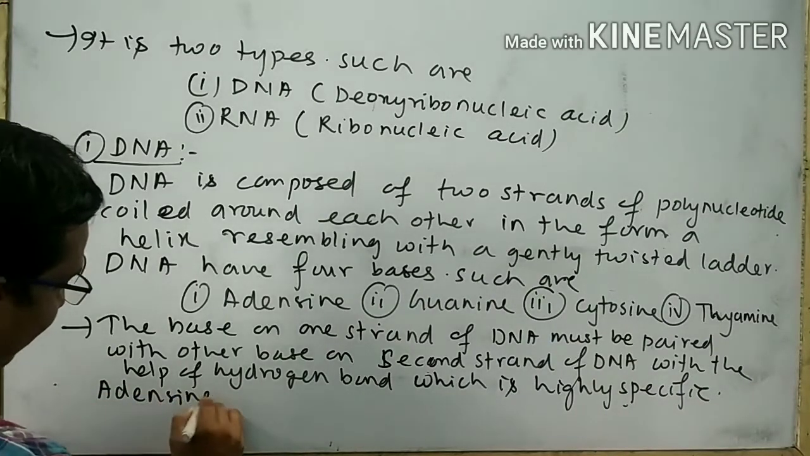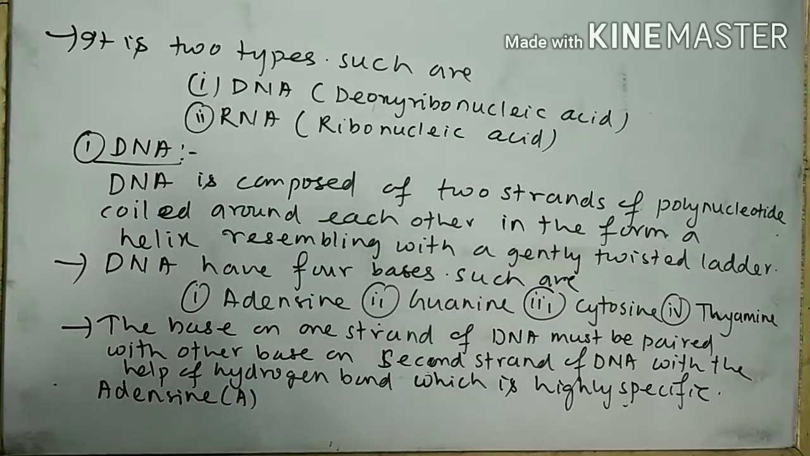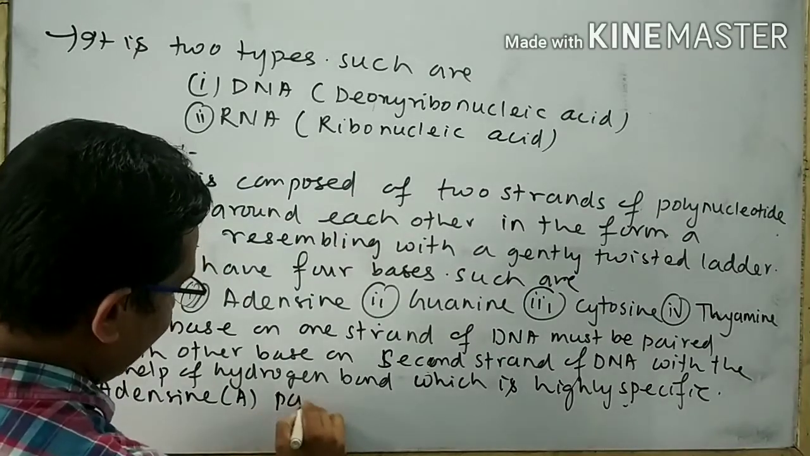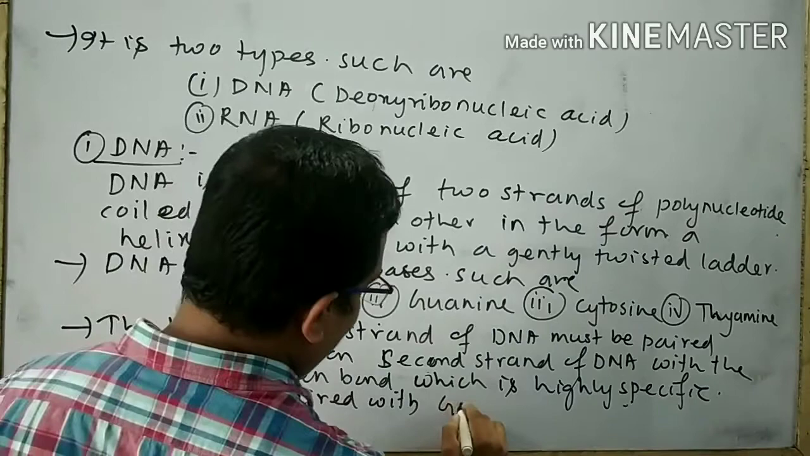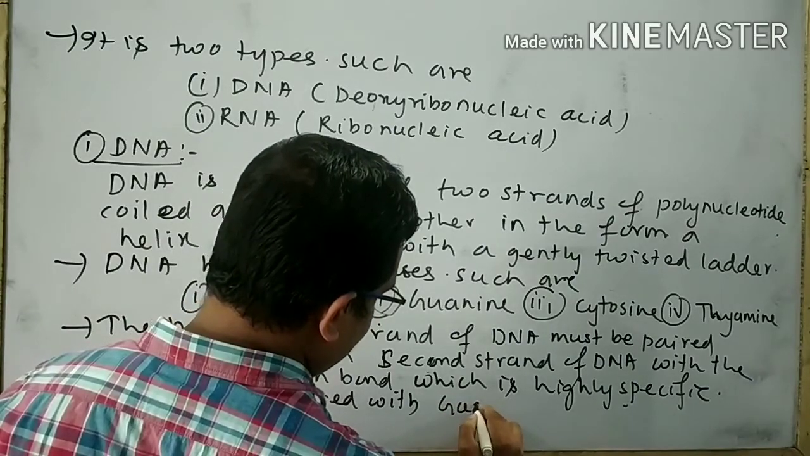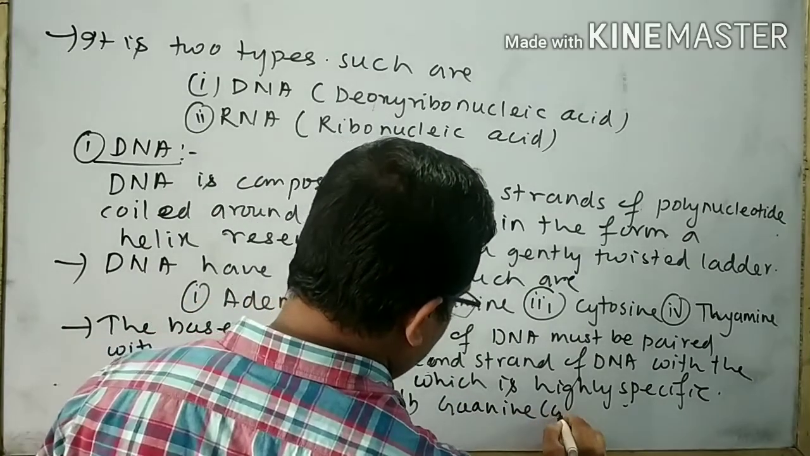Adenine is symbolically represented as A, paired with guanine, that is G.